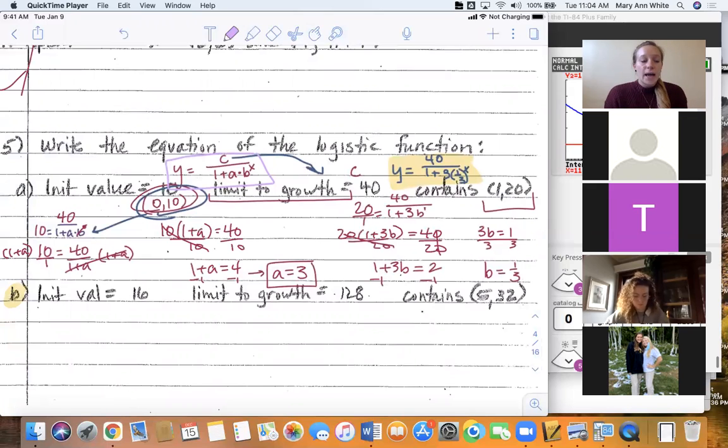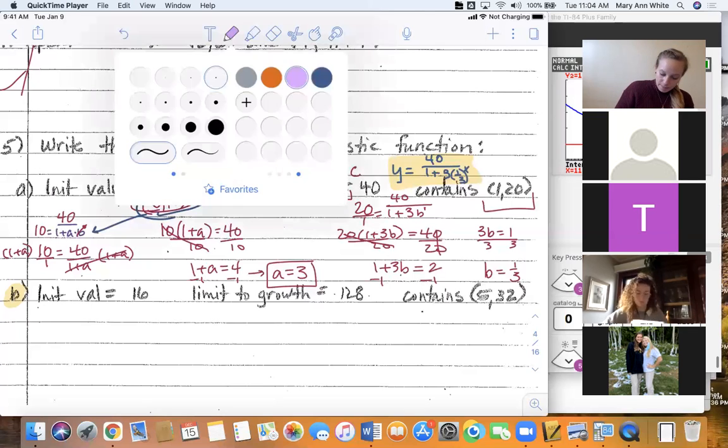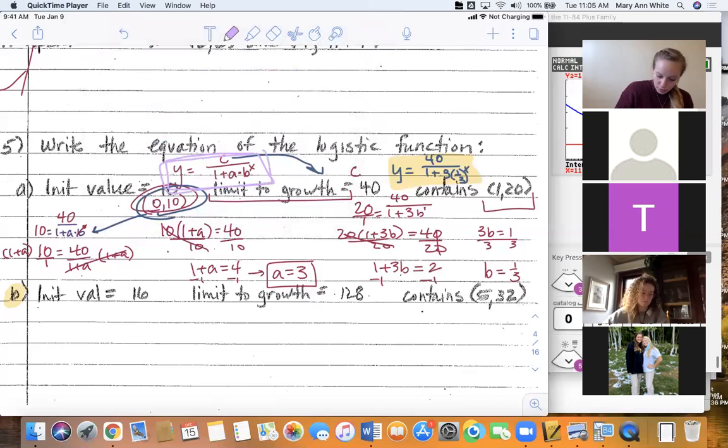So number 5 has an initial value, a limit to growth, and it contains a point. And I told you it's a logistic function. So what I have in the pink box right up here is the general equation for a logistic function. C, the number in the numerator, is always your limit to growth. It's like your upper horizontal asymptote that we never cross. We get closer and closer to it, but we will never cross it.